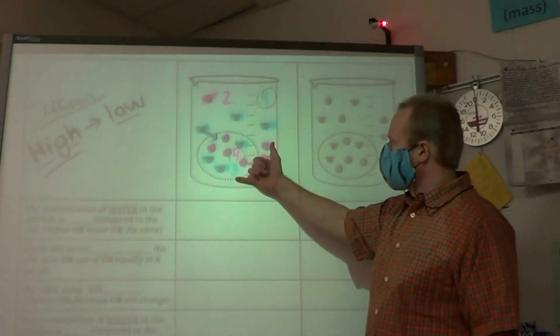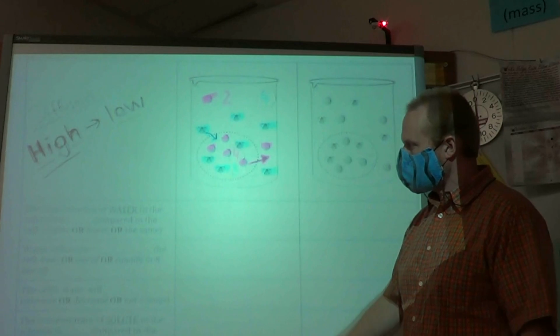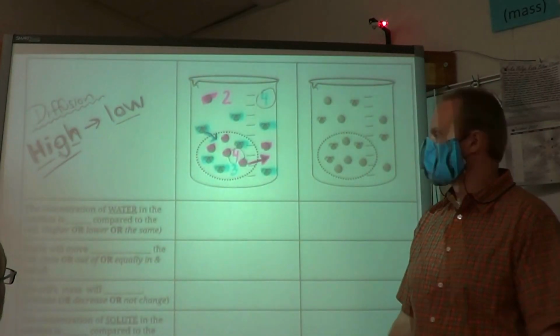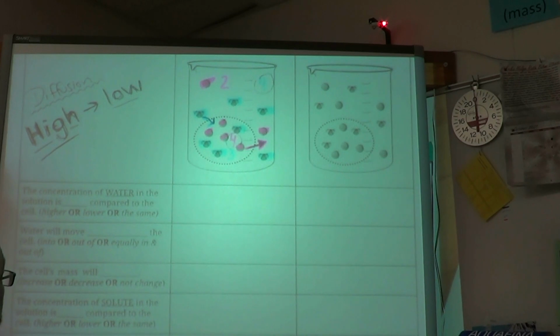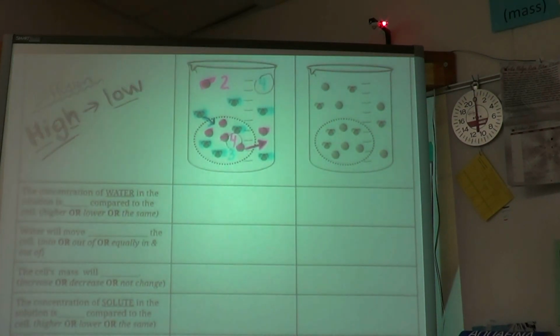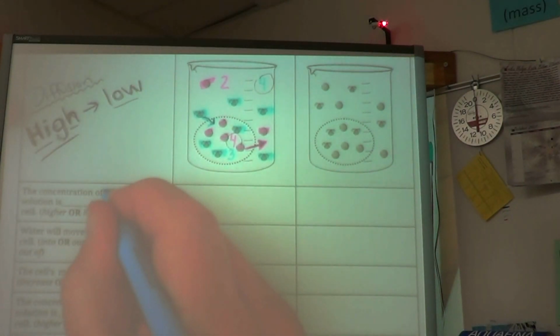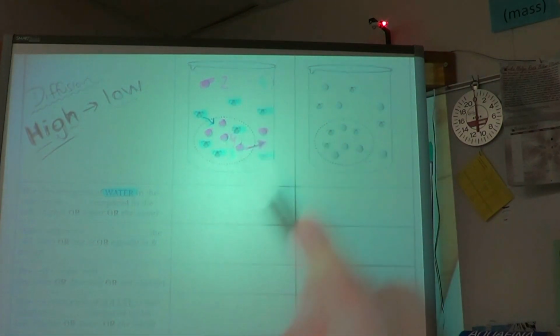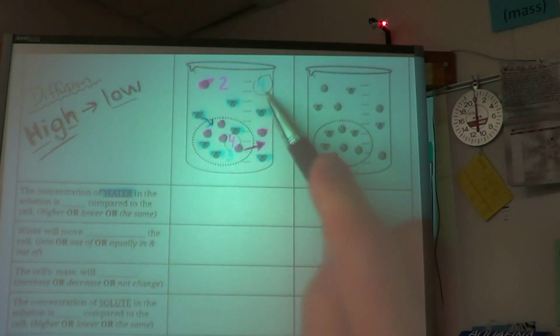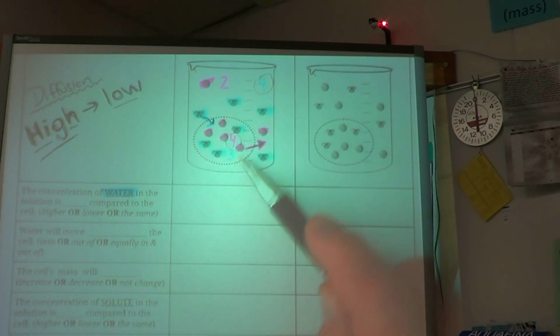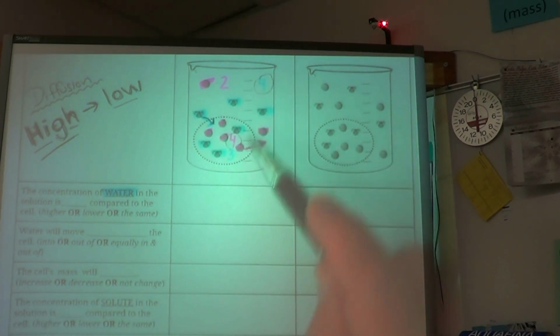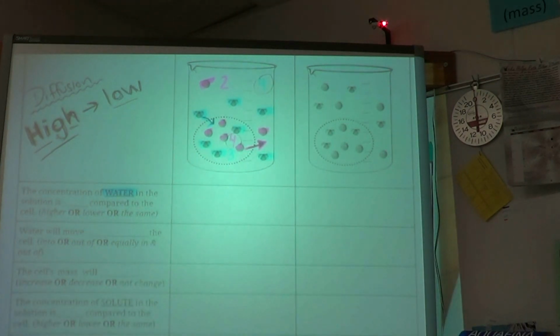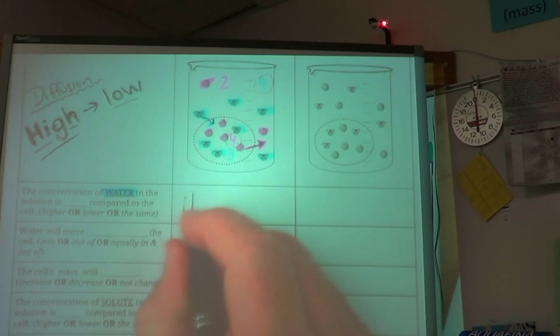We have a 4 and a 3. We have a 2 and a 4. Now we can go through and answer these questions about this beaker. So the concentration of water, the blue molecule, is blank compared to the cell. Outside, so we're talking about the solution that's surrounding the cell, that little bubble is a cell. Is the concentration of water on the outside higher, lower, or the same as on the inside? 4 versus 3 on the outside is higher. The solution on the outside is higher than it is on the inside.